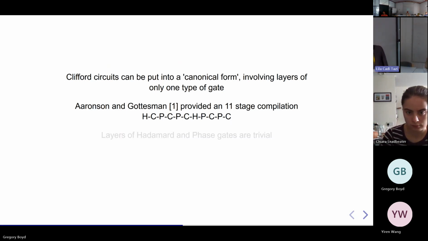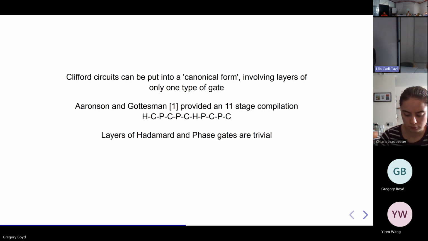So these H and P layers are kind of trivial; they're just single qubit gates. But the C layers could be what's going to be the depth of our algorithm. The CNOTs would be just one CNOT or multiply controlled, multiply acting CNOTs? No, they're single control, but they could be any pattern of them, any complicated pattern. Yeah, they're Clifford, so they're single.